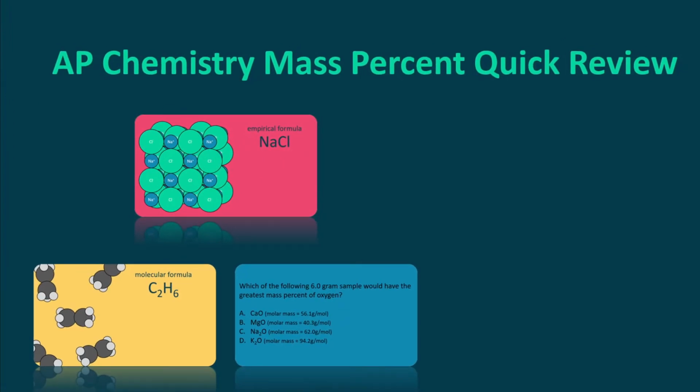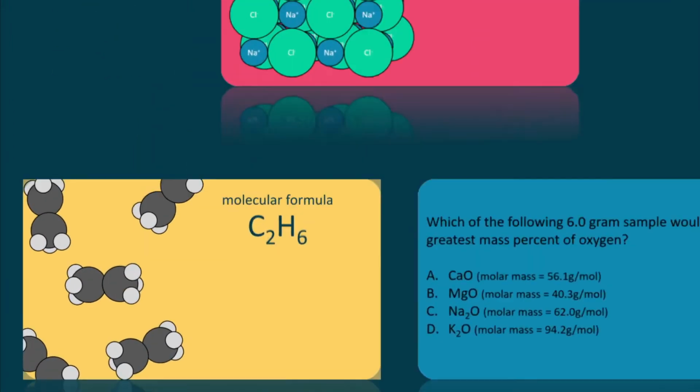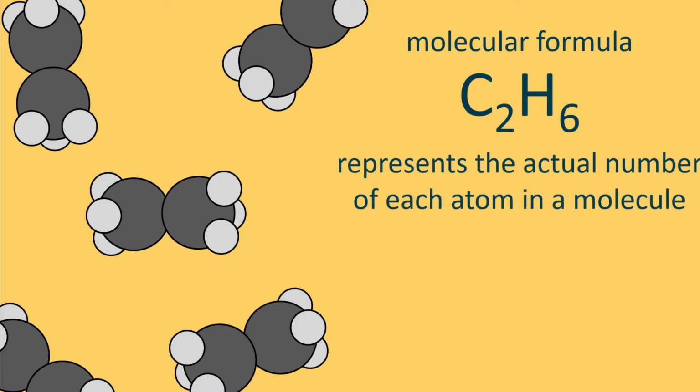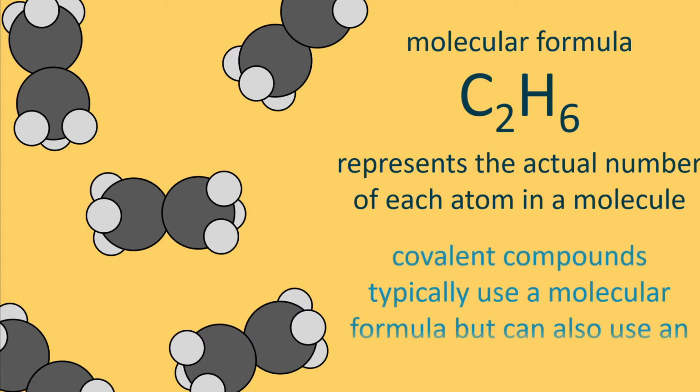Now, if we want to take a look at a different compound, let's say propane, this one's represented by what we would refer to as a molecular formula. A molecular formula represents the actual number of each atom in a molecule. So this could be represented by CH3 in its lowest whole number ratio, but typically covalent compounds use a molecular formula. You can also see these represented with an empirical formula, but it's really not very common. When you have your percent mass and you solve backwards for your compound, you will get the empirical formula, but we're not going to do that today.